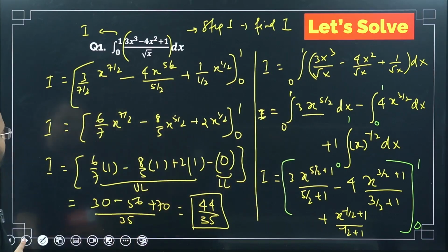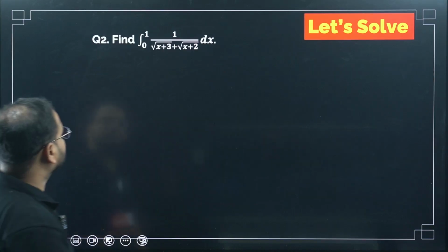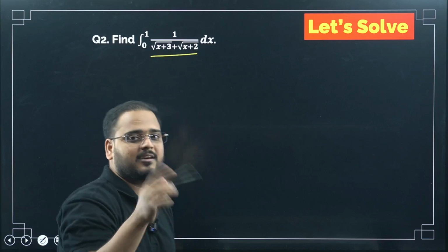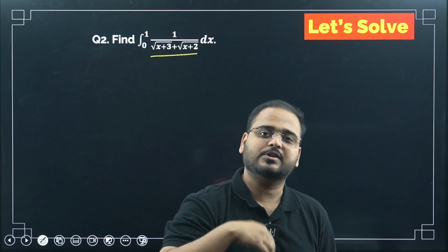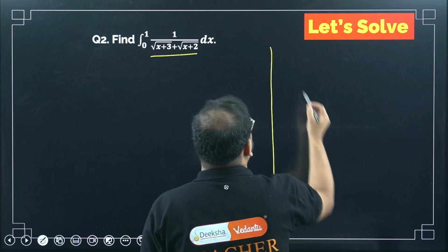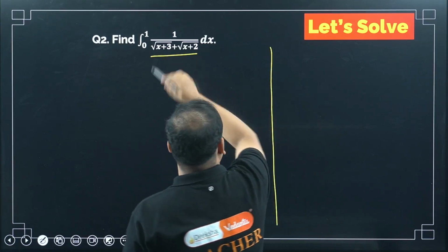Moving on. Question number 2. All right. So whenever we look at this type of question, what is the first thing? Sir, rationalize it. If you rationalize it, the question will become very, very simple. Let us see, sir. How will I solve this, sir? I'll take the rationalization directly.